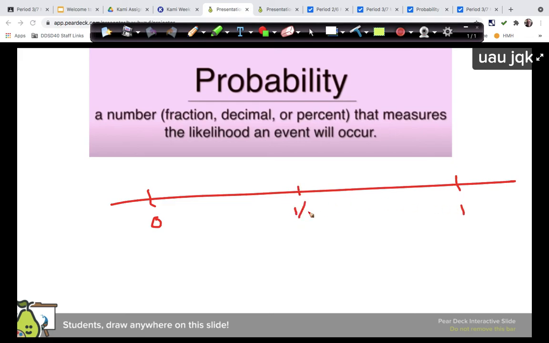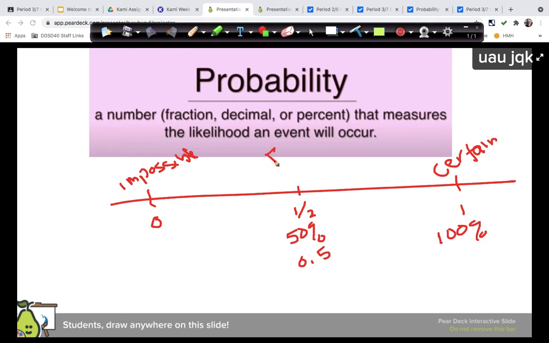And this is 1/2 or 50% or 0.5. This is 1 or 100%. So we put impossible right here. And this one is certain. And half is equally likely, or as likely as not is another way to say that. And then here is likely in between.